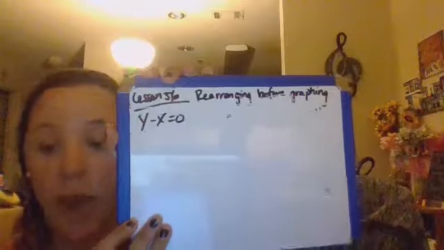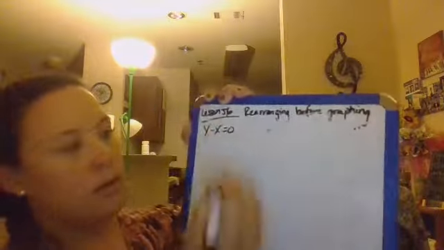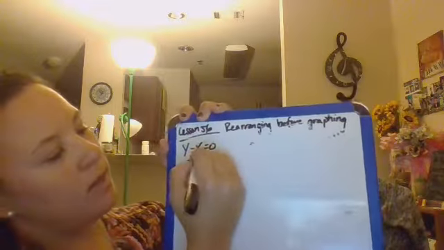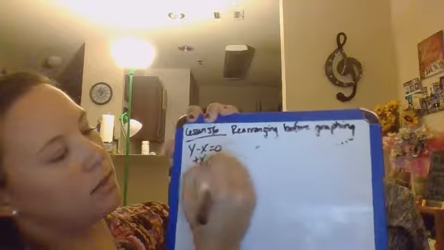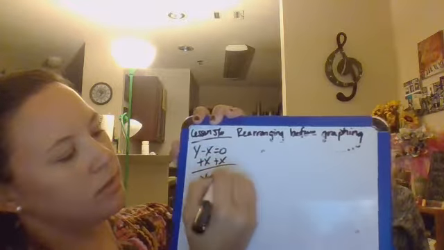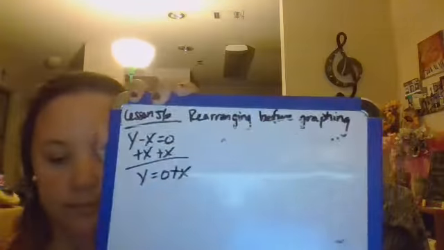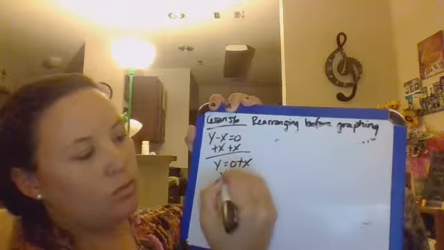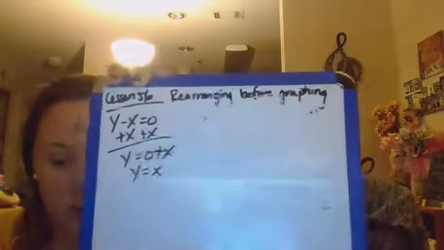So I'm going to do one more. All right, we have y minus x equals 0. We have to get y by itself, so we're going to add x. So we have y equals 0 plus x. So y essentially is going to equal x. That's our equation.